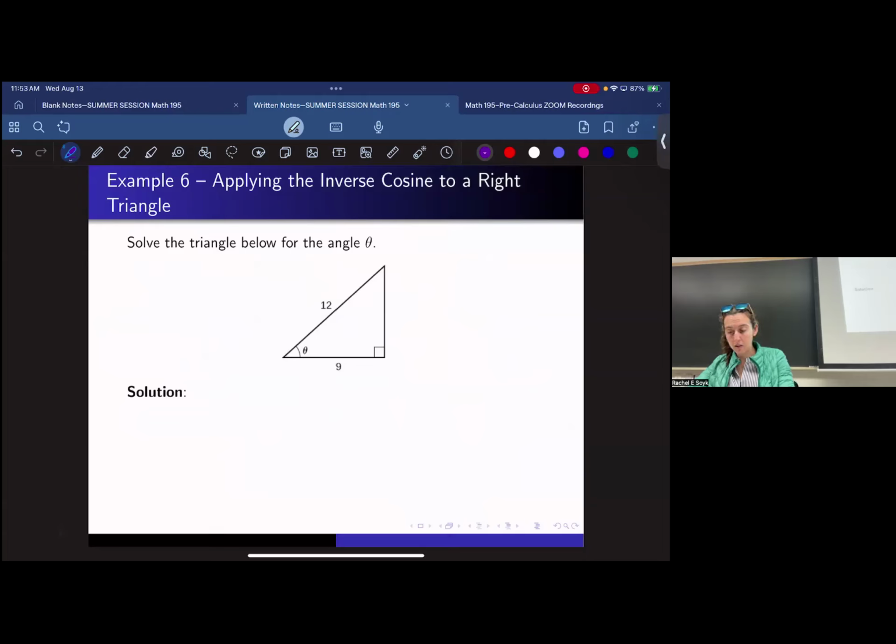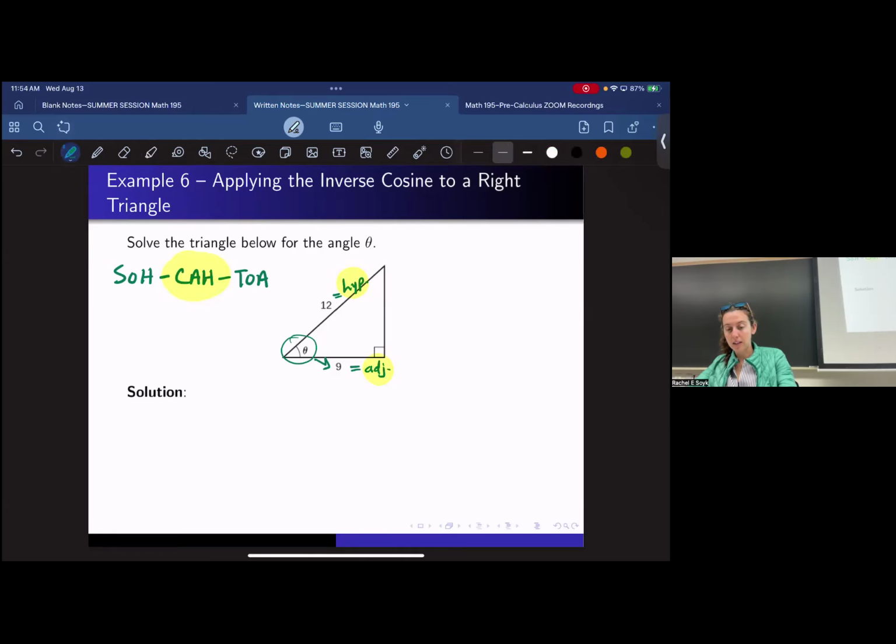Example 6. Solve the triangle below for our angle theta. And so what sides? Think of our acronym SOHCAHTOA. With respect to our theta, what is 9? What type of side? Yeah. What's our 12? Yeah. So what trig function involves our adjacent and our hypotenuse?